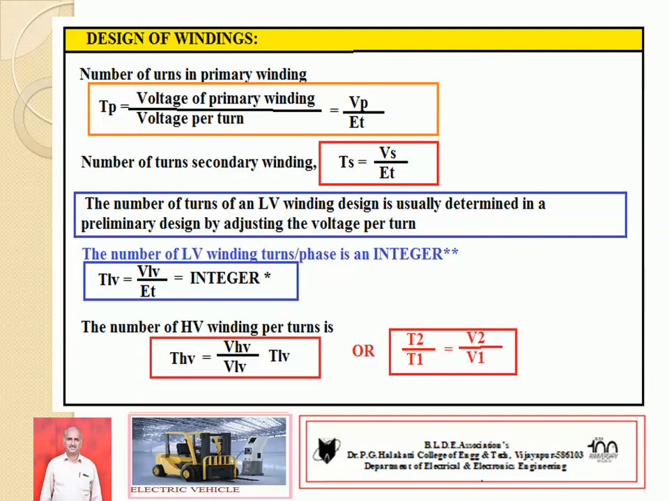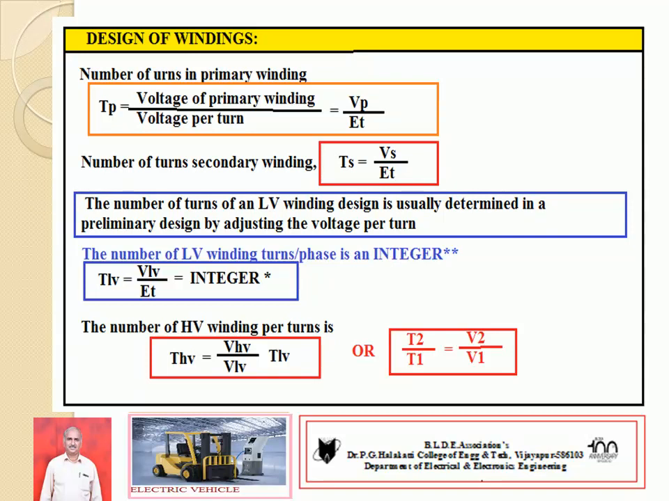So in usual practice, we have to design the LV winding turns first. Second point, we have to adjust the turns so that the LV winding turns per phase is an integer. The value we have to adjust to get nearly an integer, so that there is no fractional value of turns. That is the idea. So first we calculate T2, the number of turns on the LV side.